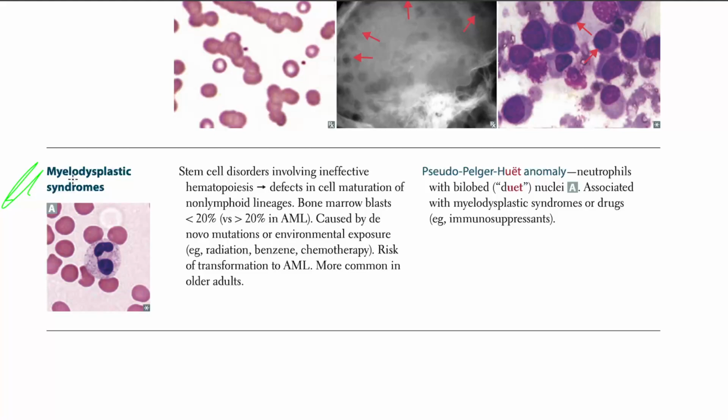Let's talk about myelodysplastic syndromes. Myelo, stem cells; dysplastic, there's some problem; syndrome, a couple of features. So these are stem cell disorders involving ineffective hematopoiesis, which leads to a defect in cell maturation of non-lymphoid lineage.